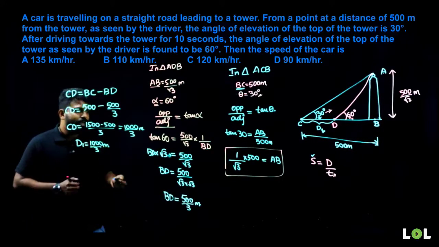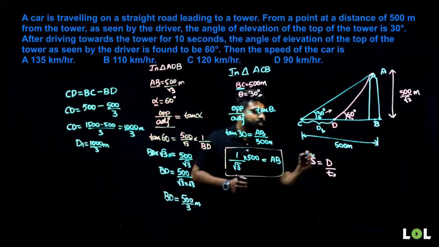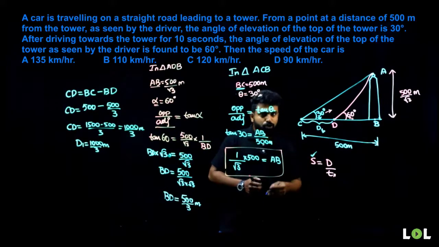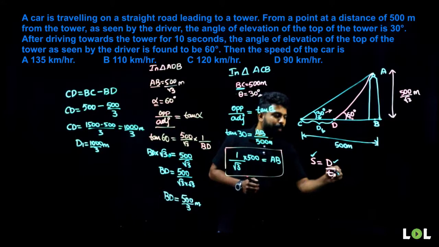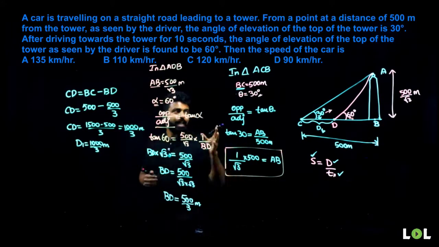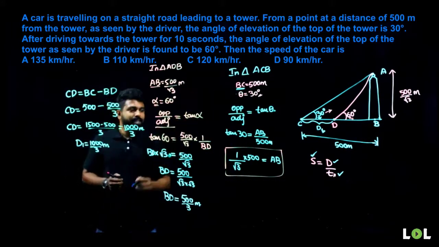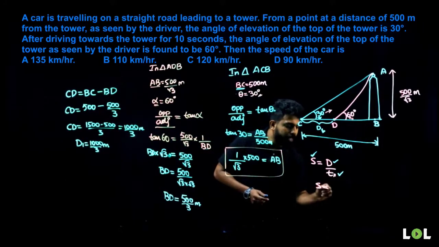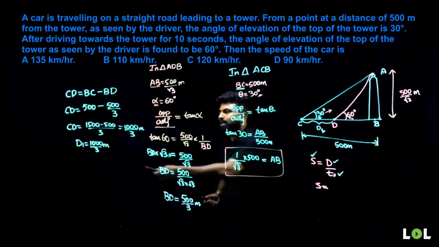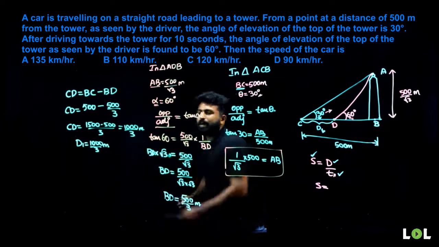What do we need to find out? We need to find out the speed of the car. So how do we find out the speed? Speed will be equal to distance traveled by time taken. We know that the car traveled for 10 seconds here. So what will be my speed? Speed will be equal to distance, that is CD, that is 1000 by 3 meters.